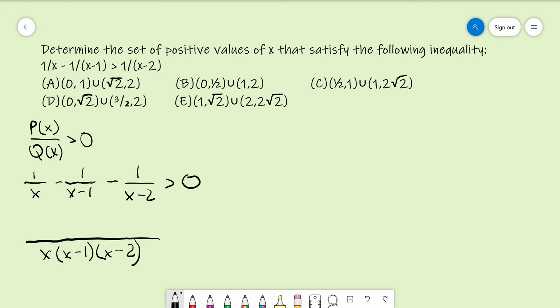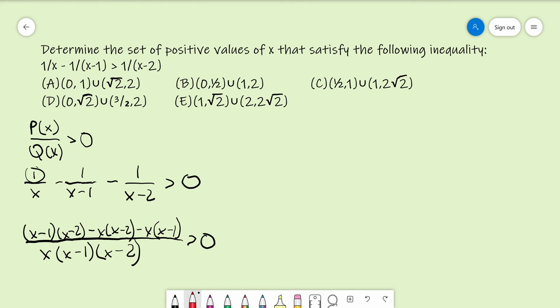And our numerator is going to be x minus 1 times x minus 2. That's what we have to do: we have to multiply 1 by x minus 1 and x minus 2 to get that common denominator, minus x times x minus 2, minus x times x minus 1. And all of this has to be greater than 0.